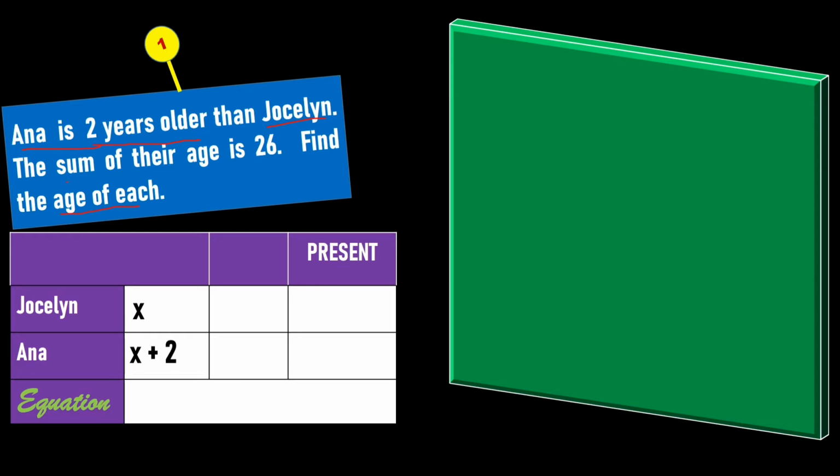Then, the sum of their age is 26. So, yung sum ng dalawang to ay 26. So, ang equation niya ay x plus x plus 2 is equals to 26. Ito si Jocelyn at ito naman si Anna. So, yung sum nila ay 26. So, pwede na natin siyang isolve.